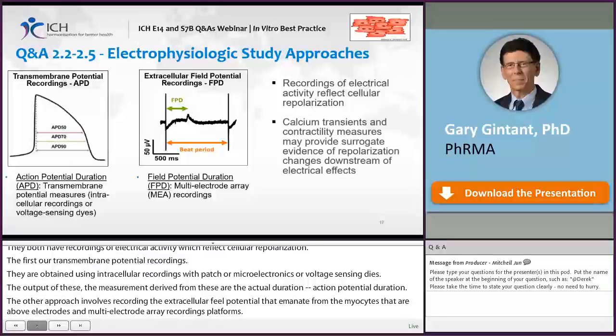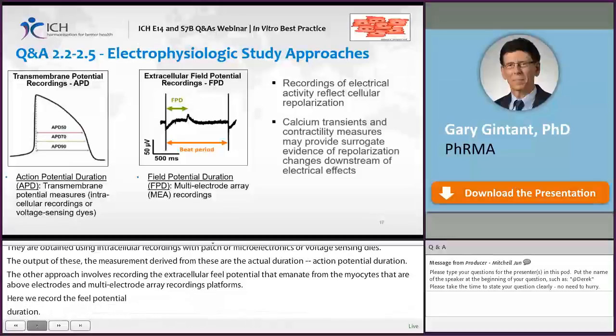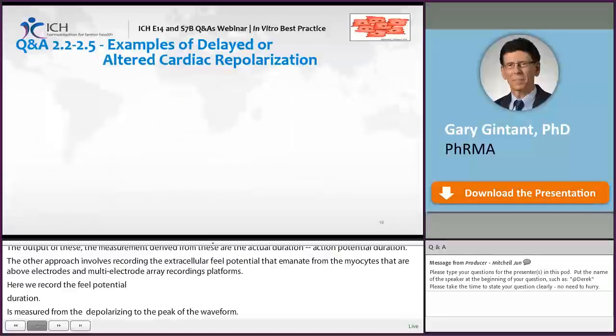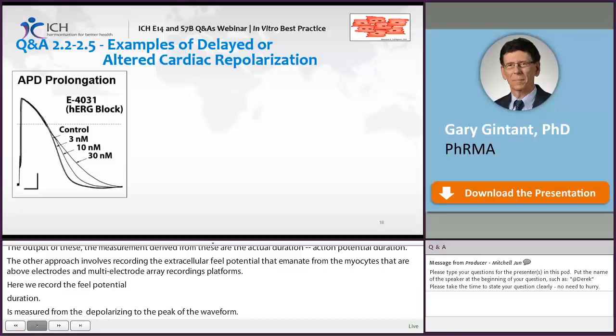Calcium transients and contractility measures may provide surrogate evidence of repolarization changes that are downstream of electrical effects, but they don't represent direct electrical measurements and are not considered further in these Q&As. Some examples of delayed or altered cardiac repolarization are shown in this slide.